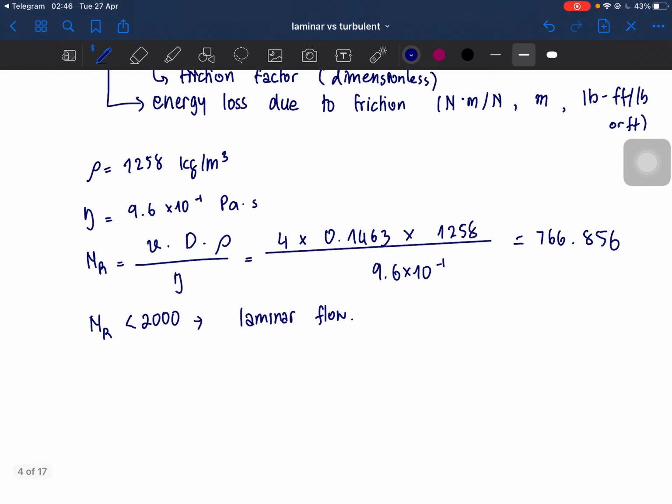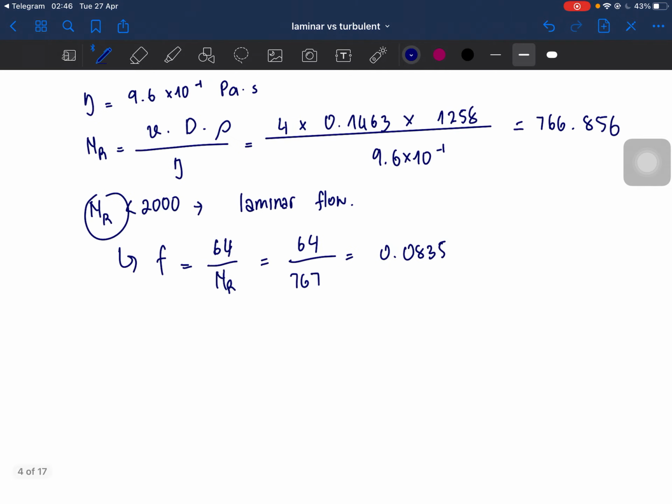Now we're finding the NR because we need to find F, the friction factor, which is equal to 64 over NR, the Reynolds number that we found earlier. So that is equal to 0.03835. Then we can substitute it into the HL energy loss equation. What is the full name again? Okay, Darcy-Weisbach equation: HL equals F times L over D times V squared over 2G.